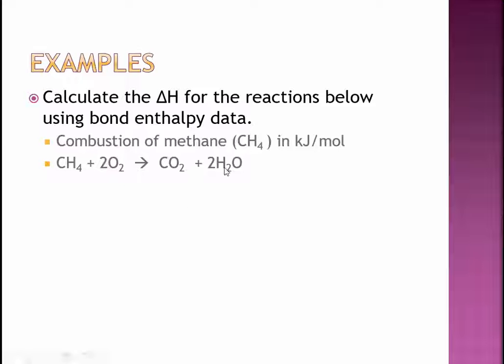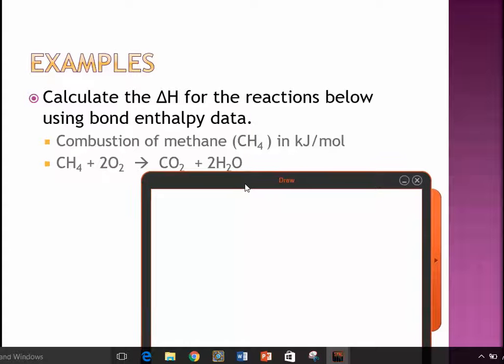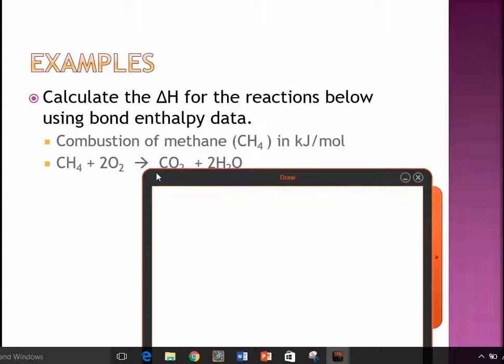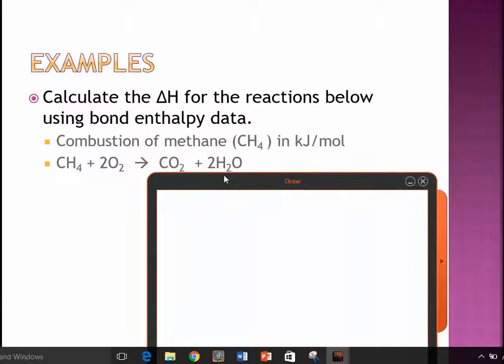Now technically, to be using bond enthalpy data, everything should be in the gas phase here. But the first thing you absolutely need to do is draw the Lewis structure for all of these things. Because if you don't know the true exact Lewis structure of all of these items, you're going to do the bond enthalpy incorrectly. So we have CH4 plus 2O2.